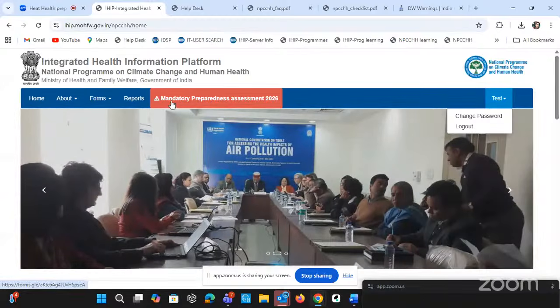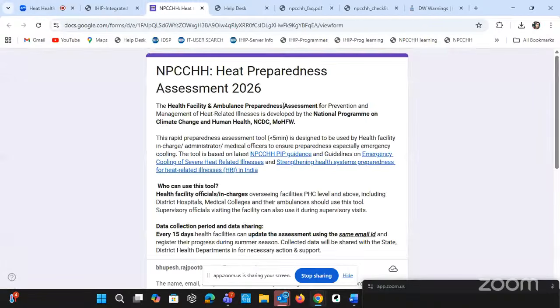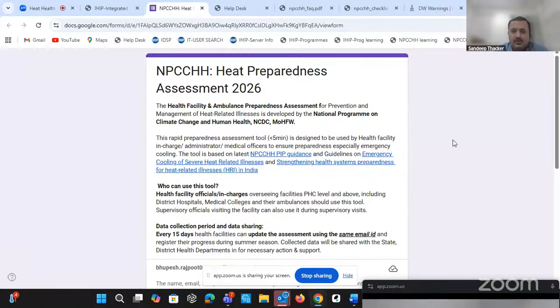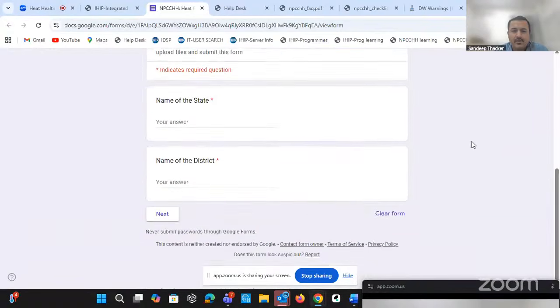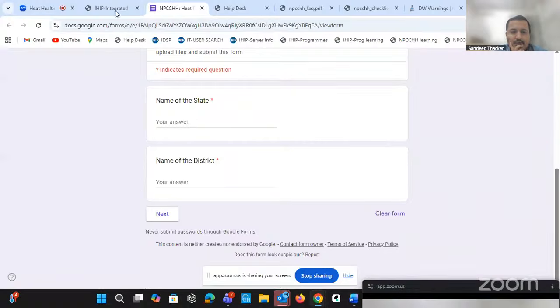We were talking about this mandatory preparedness assessment on the home page. If you click on that, can you click on that, please? For each facility, we were talking earlier that the heat stroke room has to be prepared and ambulances have to be prepared. Some trainings have to be undertaken. So each facility has to fill this form once during the heat season, so we know the level of preparedness. Can you scroll down? These columns you have to fill and submit the form. Please ensure that this is done at the earliest. We can go back to the IHIP portal.